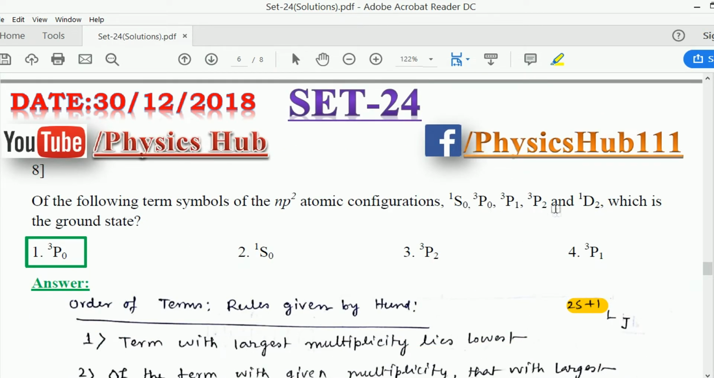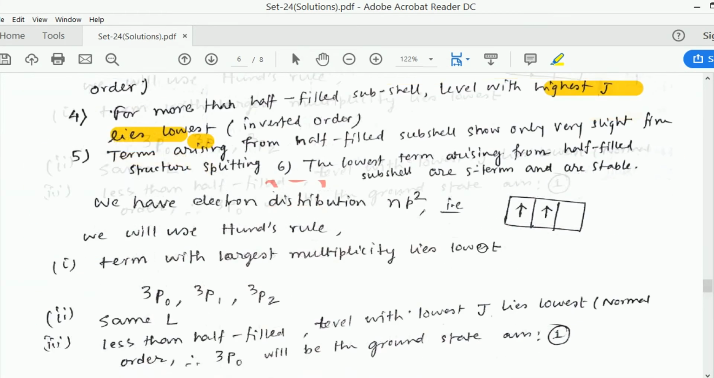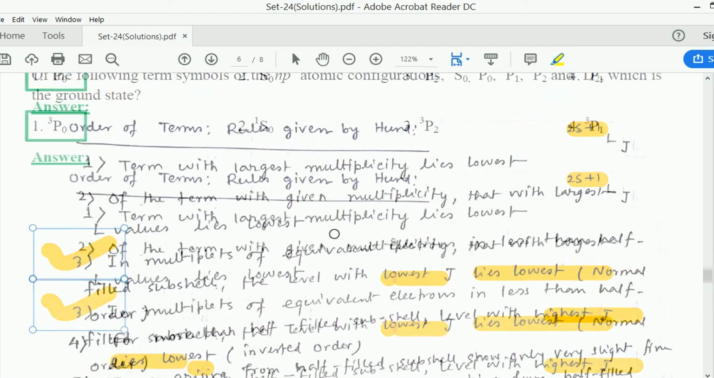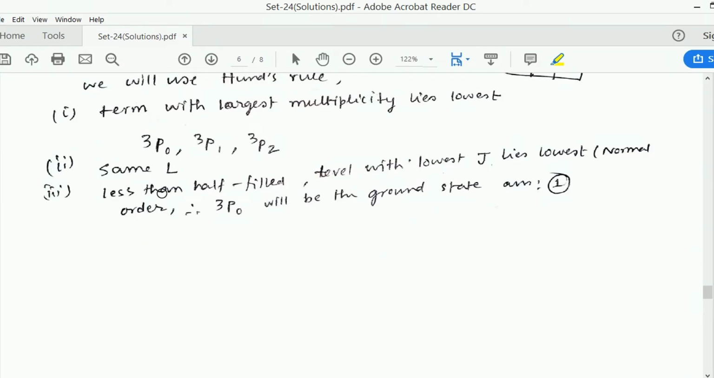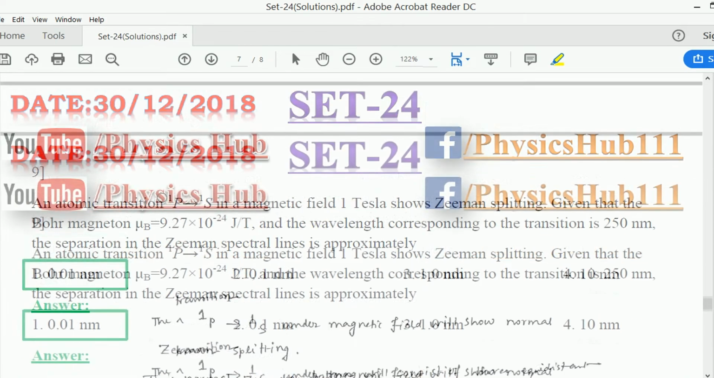Now which of these J's lies lowest? We have 0, 1, 2, so 0 is the lowest value, so this 3P0 will lie lowest, meaning 3P0 will be the ground state, and it matches option 1. So option 1 is the correct option.